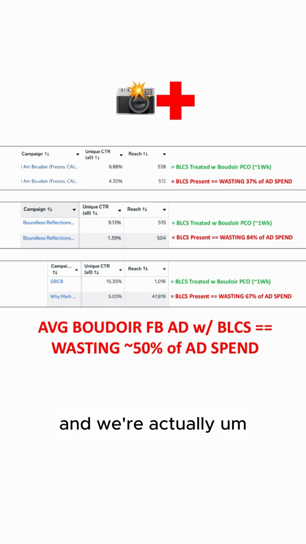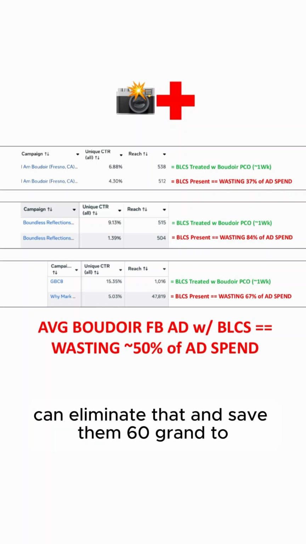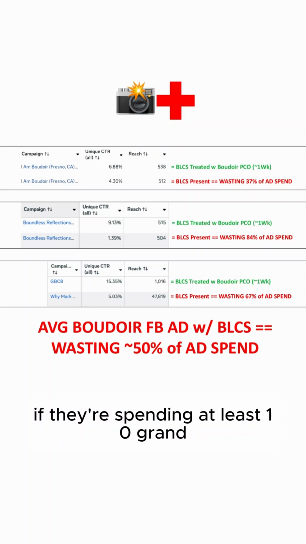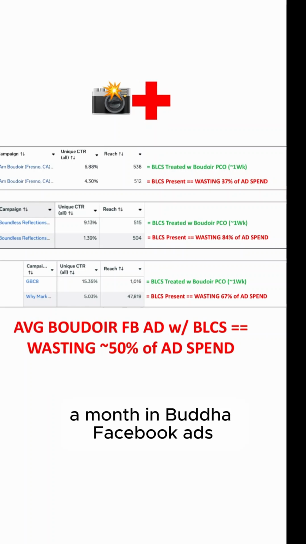And we can eliminate that and save them literally approximately 60 grand in the next year if they're spending at least 10 grand a month in Boudoir Facebook ads.